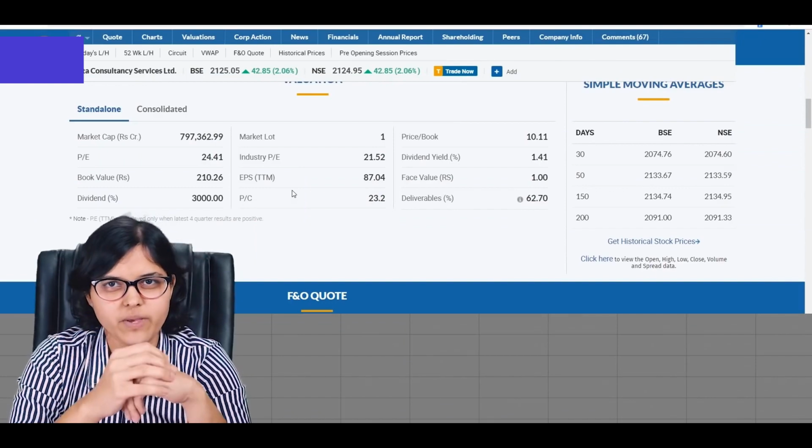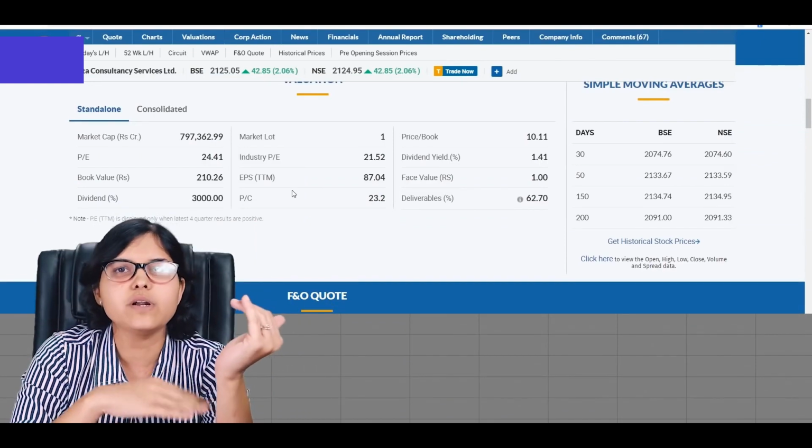There are essentially two types of PEs. One we call a trailing PE and one is called a forward PE.